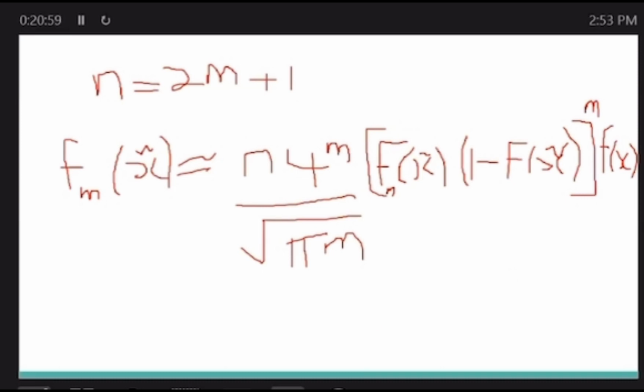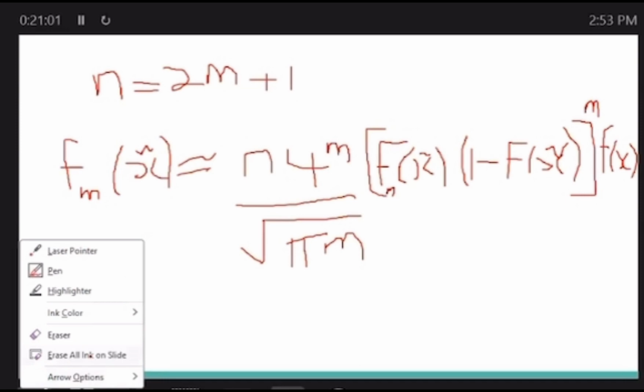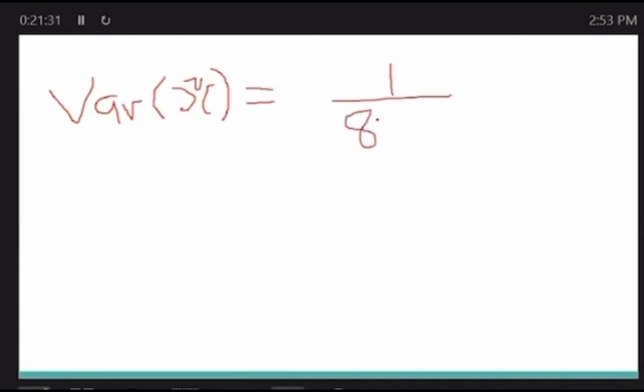Based on the formula that I show you right now, we have a formula for the variance of the sample median. Please write this down. The variance of the sample median is actually 1 over 8m.